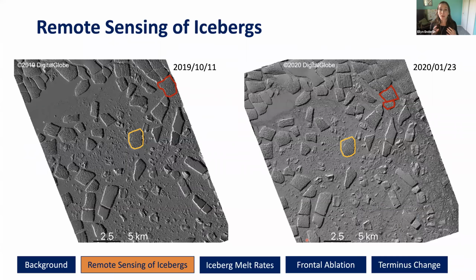Again, it's manually intensive. Here we're looking at Thwaites, and we're looking at the same little orange iceberg on these two different dates. That one's really easy to pick out, so we can use that for our analysis. But this big one up here, right at the edge of the Thwaites terminus, well, that one broke in half, so that one won't work for our analysis. It takes a little bit of finesse to get this method working.